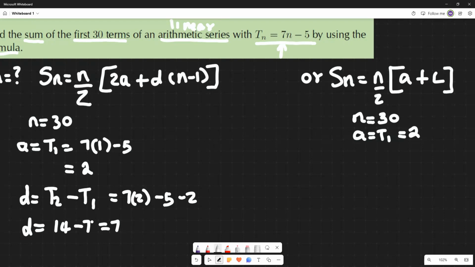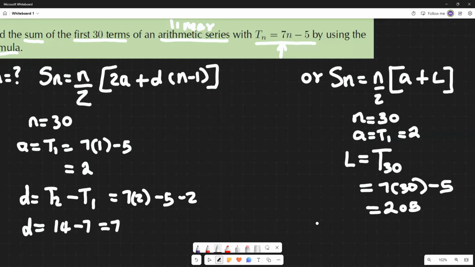Okay, perfect. Now, let's come to this side. We need to get l. l is the last term, the value of the term in the last position. So in this case, l will be T30, because we are adding the first 30 terms, so the last term is the 30th. Let's see what T30 is. It's 7 multiplied by 30 minus 5, which gives us 7 into 30, and then minus 5, which gives us 205.